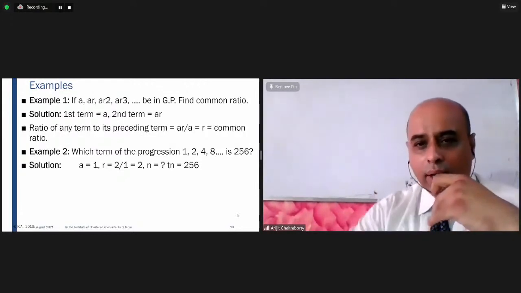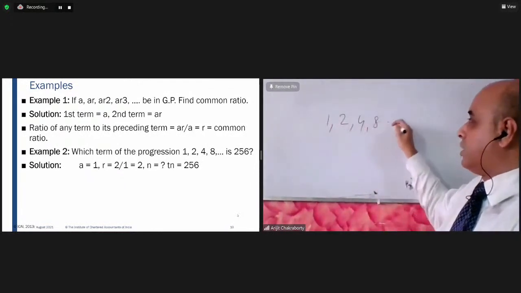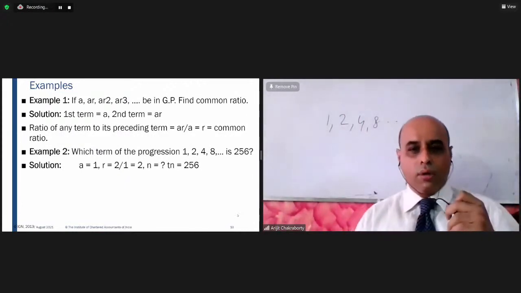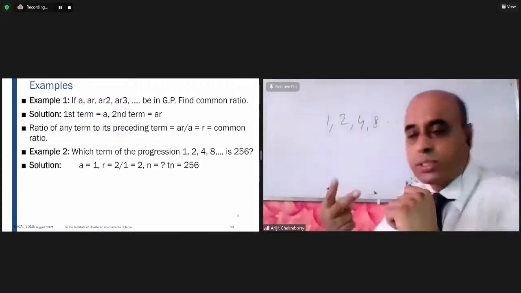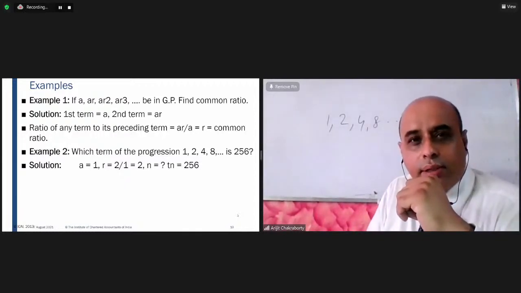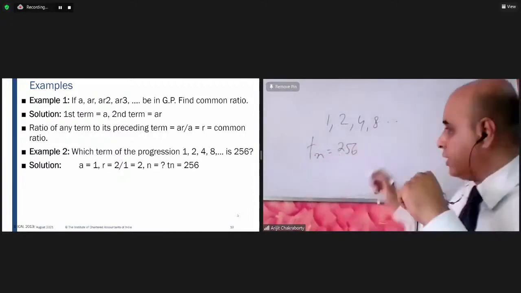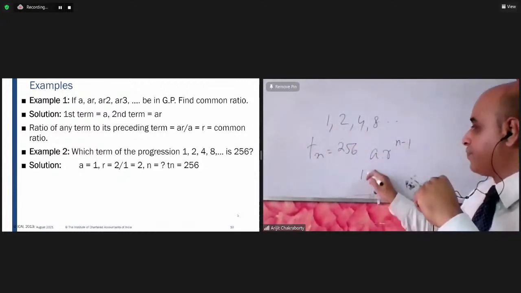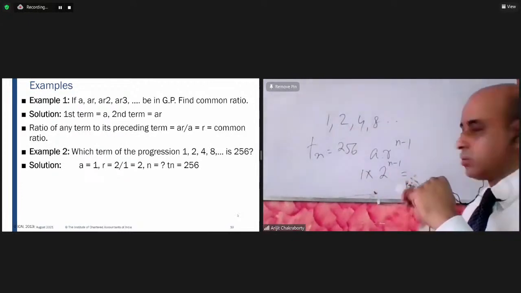So in this example, 1, 2, 4, 8, and so on, definitely you can see this is a GP because it follows a common ratio of 2. 2 divided by 1 is 2, 4 divided by 2 is 2, 8 divided by 4 is also 2. Now we have to find, we know that Tn is 256. The formula for the nth term is AR to the power n minus 1. So here A is 1, R is 2, to the power n minus 1, equal to 256.